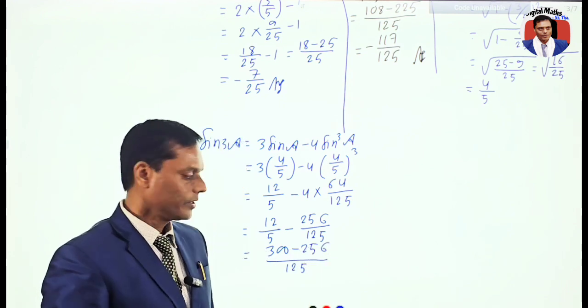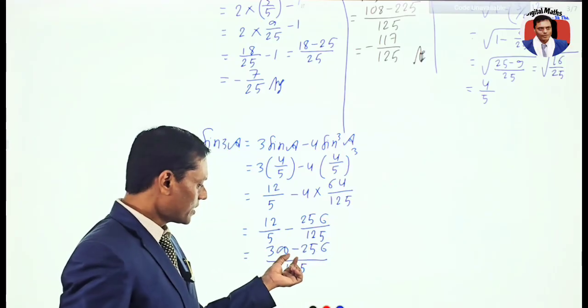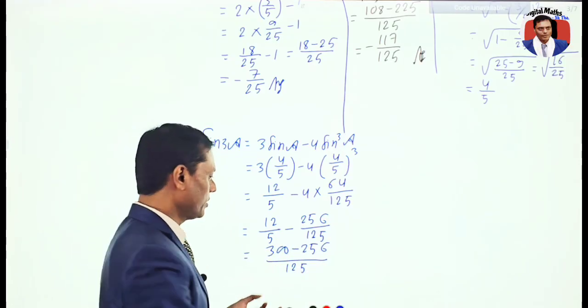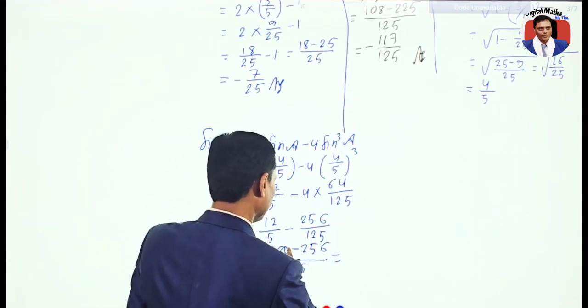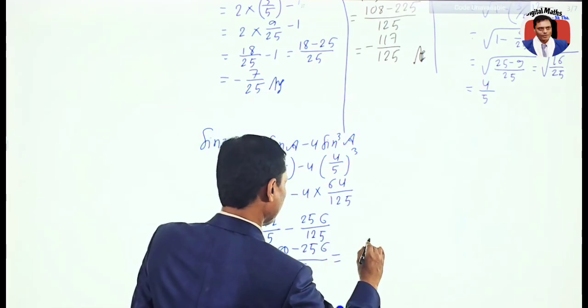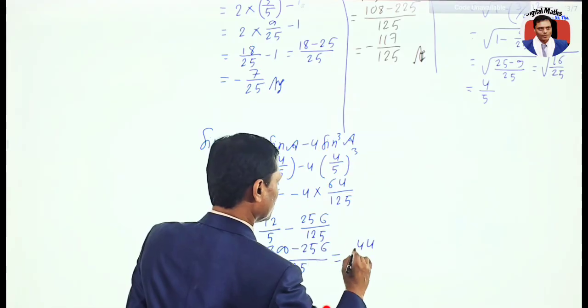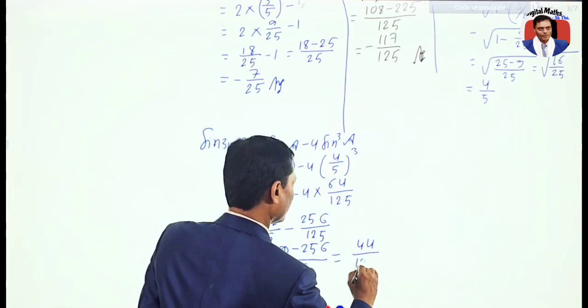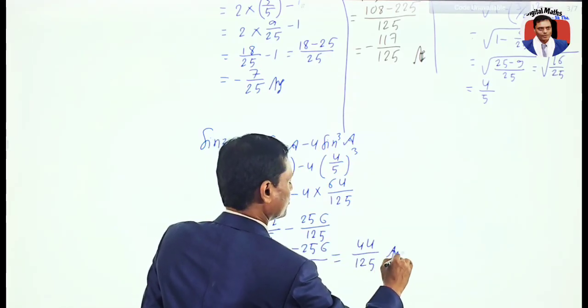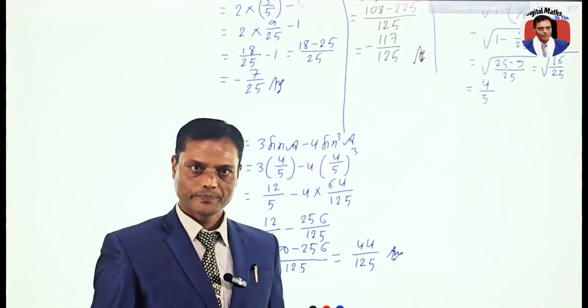That's 300, minus 256. Are you getting me? Now we are going to subtract 256 from 300. So that is equal to here 10 minus 6, that is 4. 9 minus 5, that's 4. And 2 minus 2 is 0. So that's 44 over 125. So that's the answer, that's the value of sine 3a.